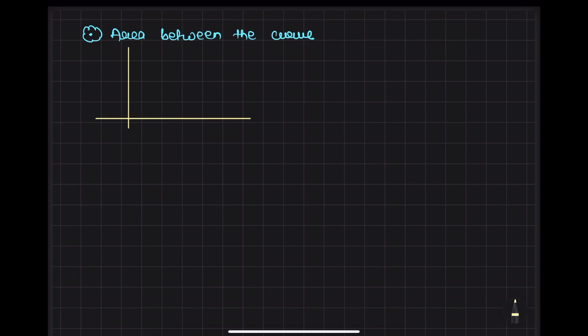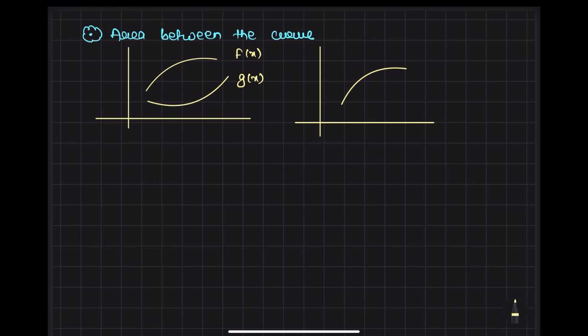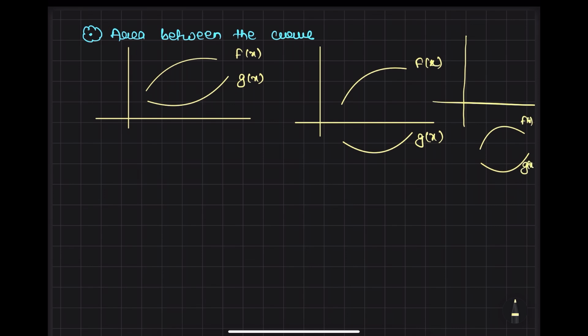Suppose that this is the first situation where we are handling. So this is the first curve, this is the second curve, this is f of x, this is g of x. Same way we have another situation, f of x, g of x. So this is f of x, this is g of x. Now we have another situation, f of x, g of x. So f of x is above, g of x is below.